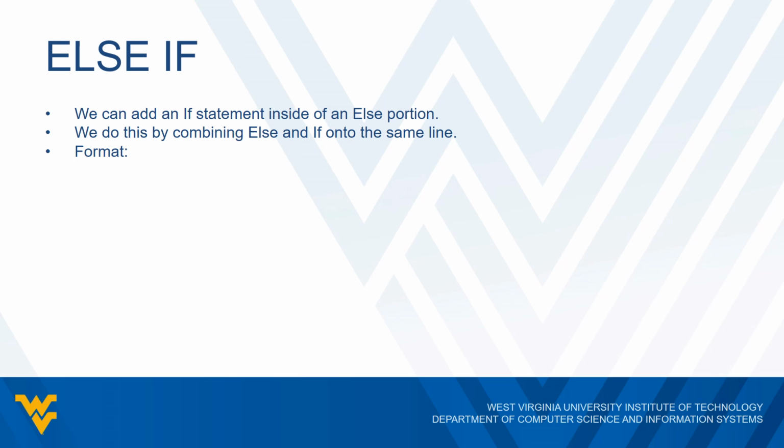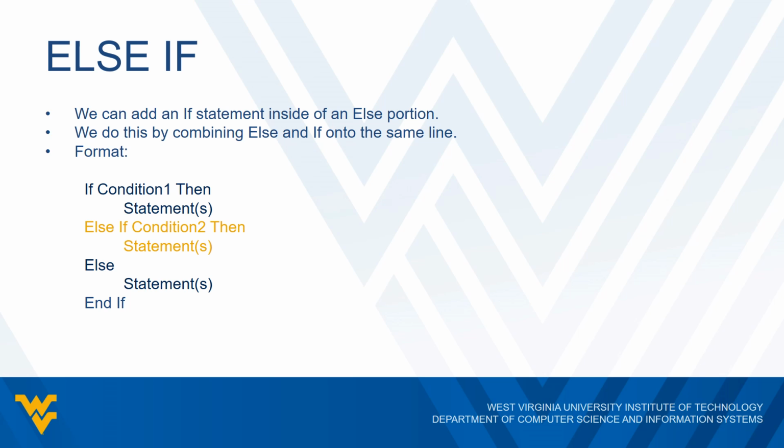So let me give you the format for how this would work. We have something like this. We still have an if-then-else statement. So we have if some condition. Now notice here I say condition 1 because we can have multiple conditions. We have a then, and then a set of statements.